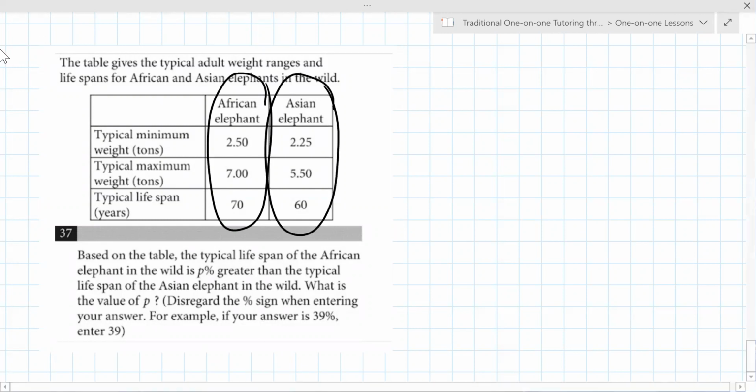Now, which row do we want? We want the one for lifespan. Which of these three is lifespan? The bottom one. So we're really looking at those two numbers. Okay, and which direction are we going? Are we going from 60 to 70 or 70 to 60? 60 to 70. Yes, because that's for the greater. So greater tells you the direction you're going. So you figured that out. You give me that percentage, please.